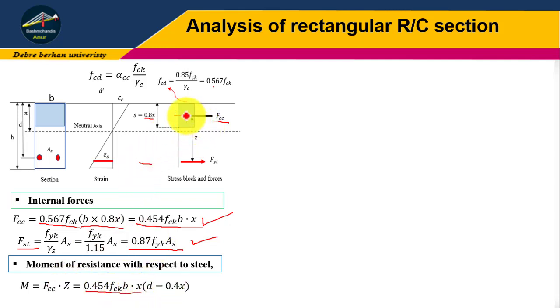z is this distance. Okay, what is this distance? This is d. Well, from d if we subtract 0.8x divided by 2, which means this distance is 0.4x, therefore z equals d minus 0.4x. Well, now we have calculated the moment resistance.